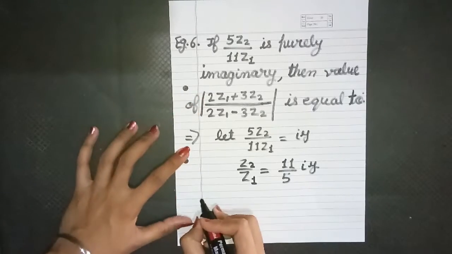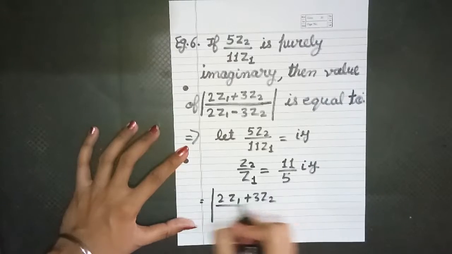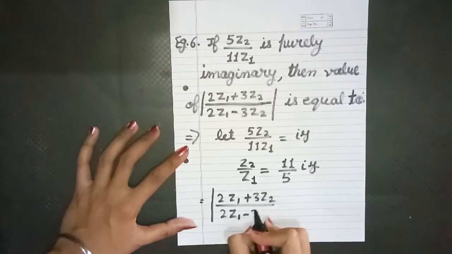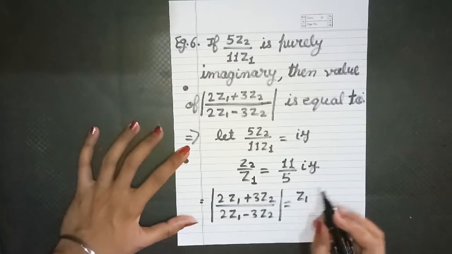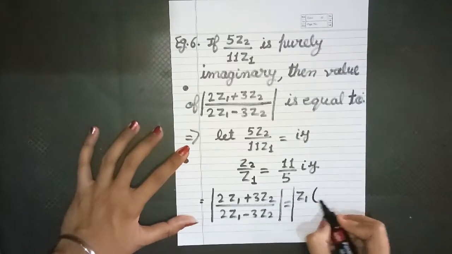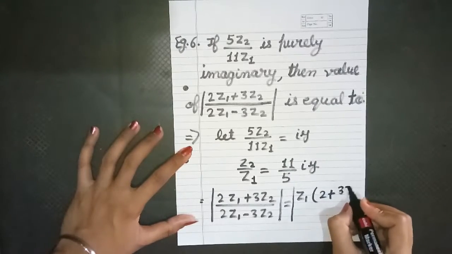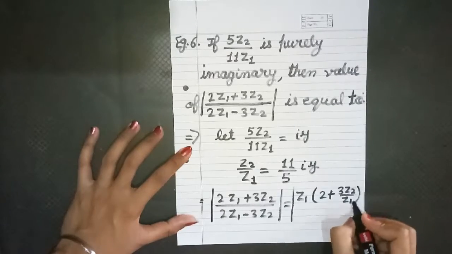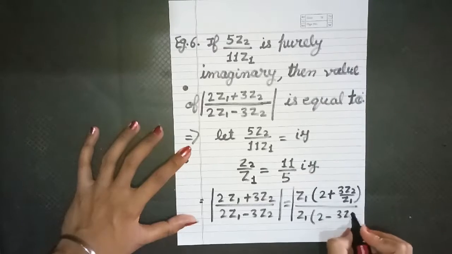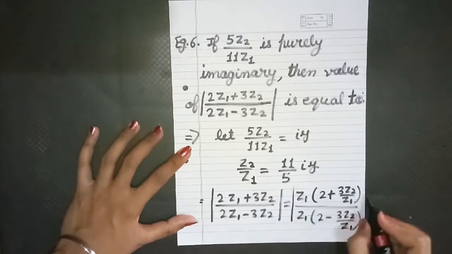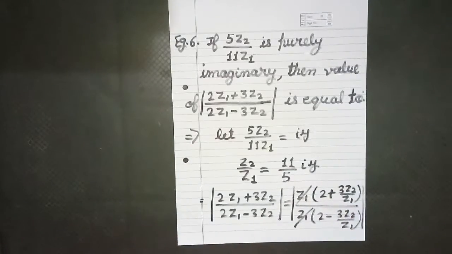Now this is (2 into z1 plus 3 z2) by (2 into z1 minus 3 z2). Here let's take z1 common, right? So this is equal to modulus of z1 into (2 plus 3 into z2 by z1) by z1 into (2 minus 3 z2 by z1). Now z1 will get cancelled.